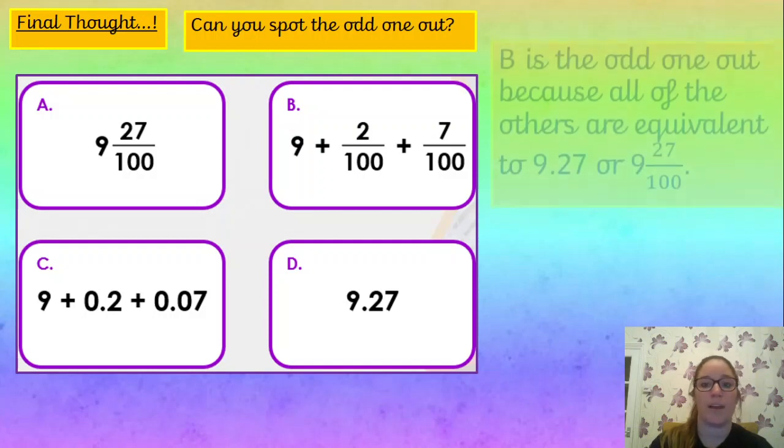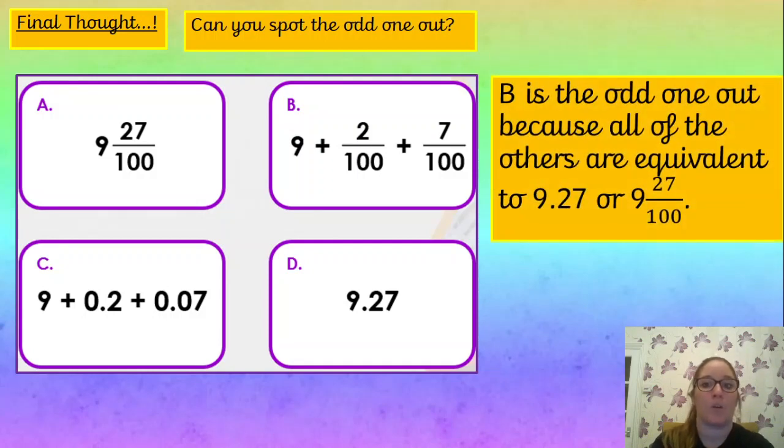Okay, so the odd one out is actually B. All the others are equivalent to 9.27 or 9 and 27 hundredths. So this is 9 and 27 hundredths, this is the same, this is the same. This is 9 plus 9 hundredths. Because the denominator is the same, we can add these fractions. So 9 and 9 hundredths, which isn't the same. It's the odd one out.